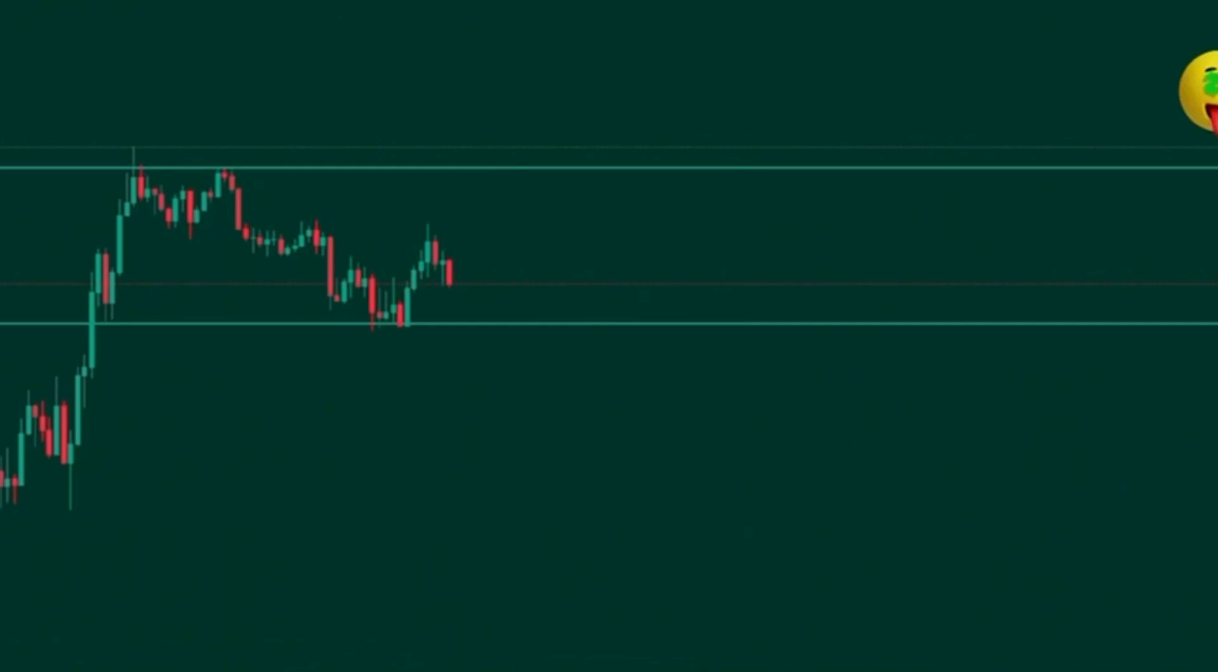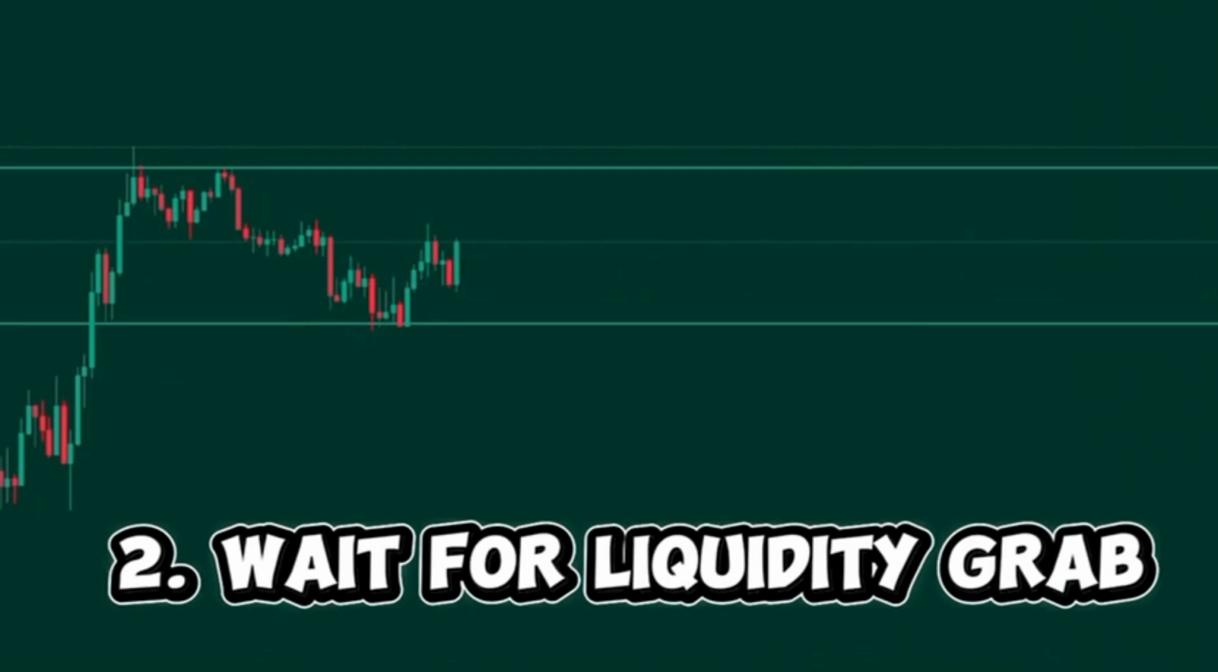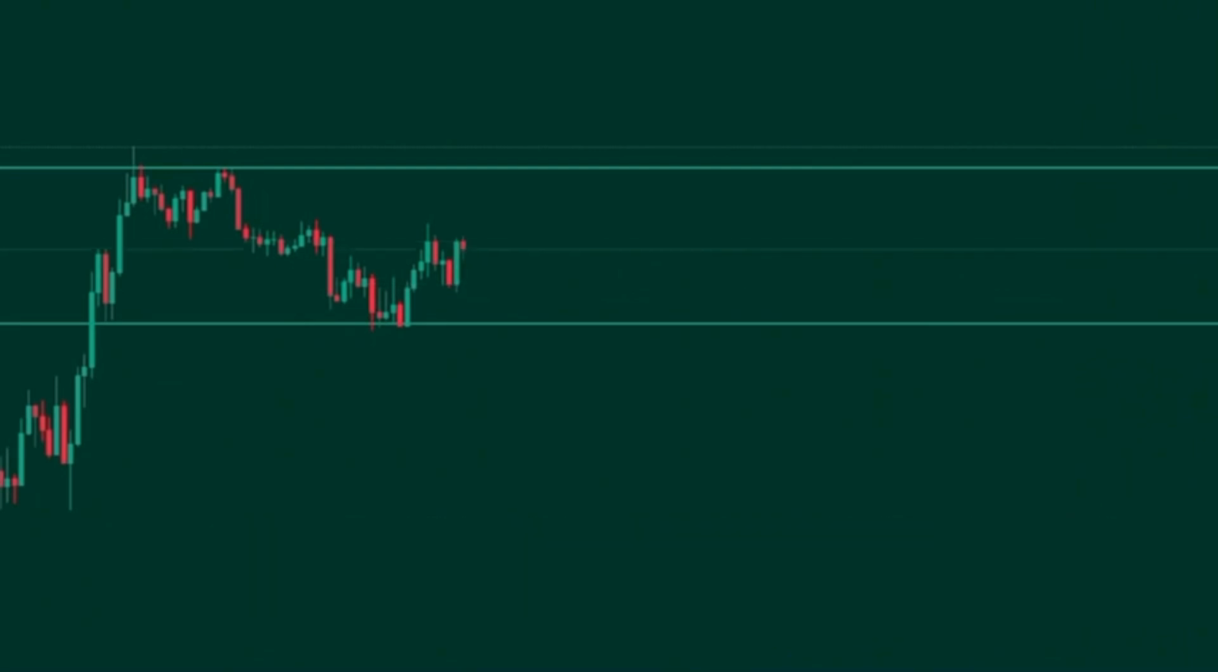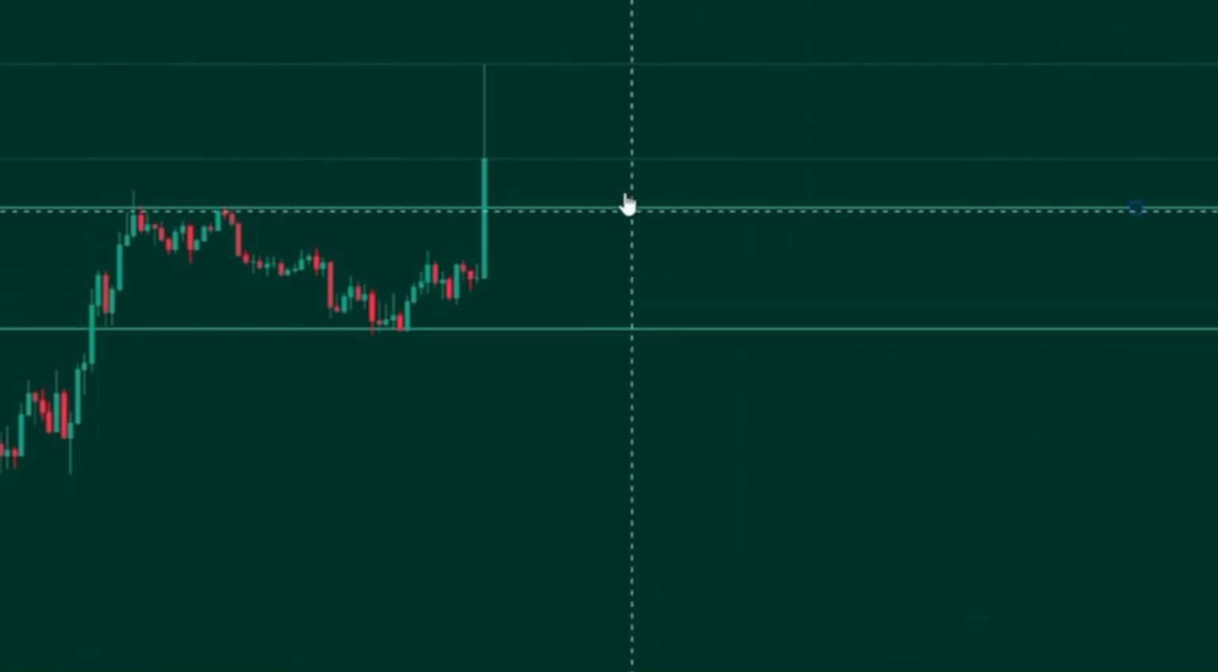You want to be patient until that follows through. So your goal is to sit on your hands and wait. You're waiting for the liquidity to be taken. Remember, what we ideally want to see is a candle through the level. Absolutely lovely. Did you see that? This is what we're waiting for.